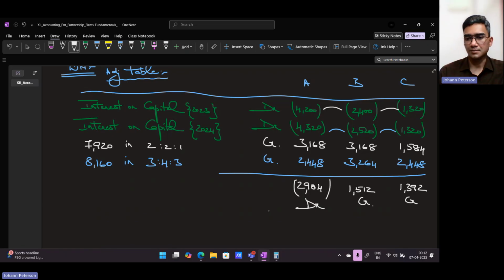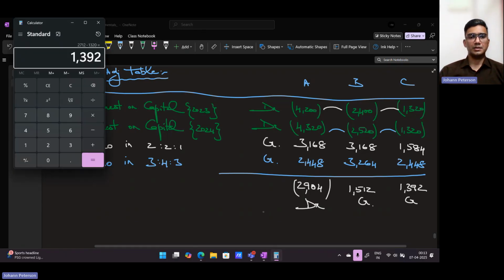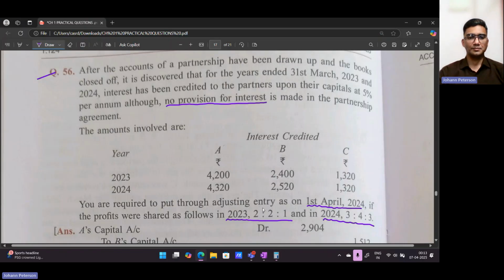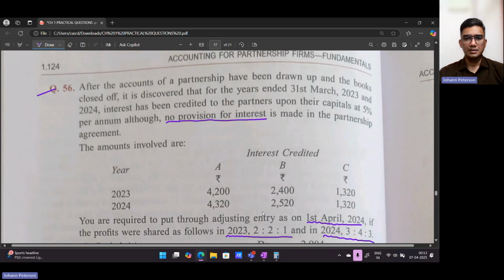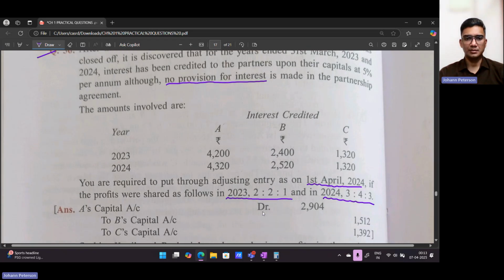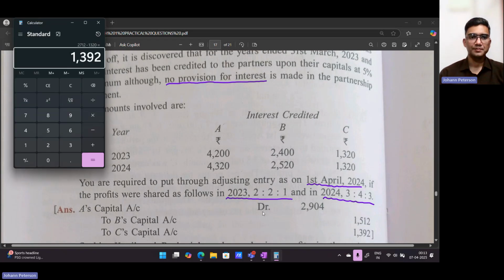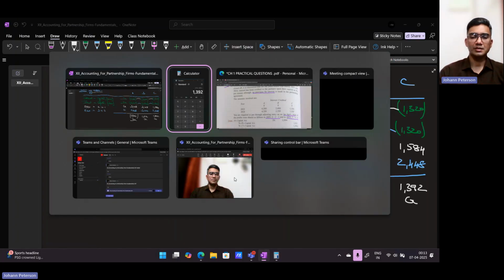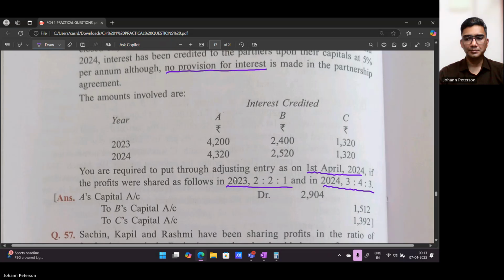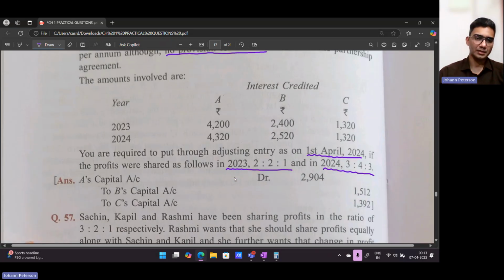So what is my final answer? A is capital or current? Let's see. I don't think it is talking about any fixed method. Yeah, so this is the normal account. So A is capital account, debit 2904 to B to C 1512 and 1392. Correct? So that's our answer.